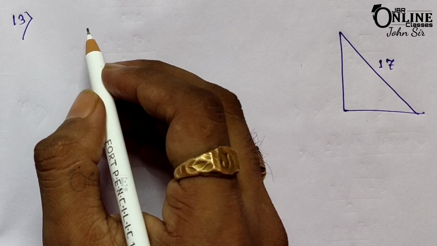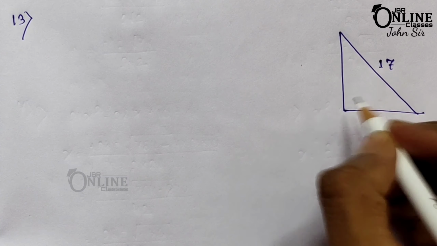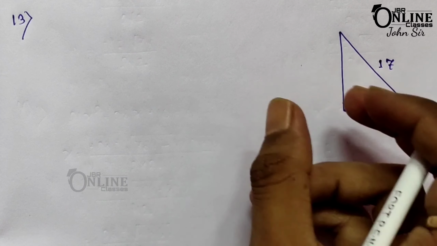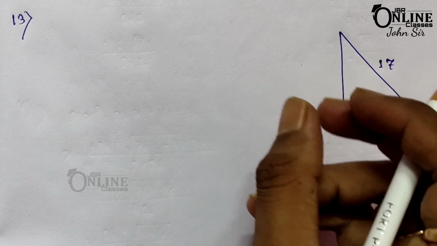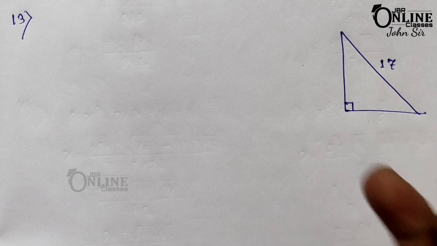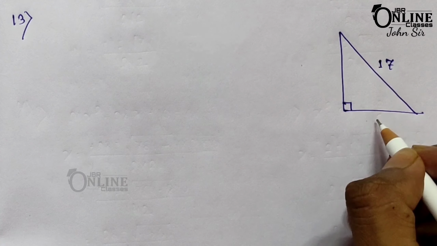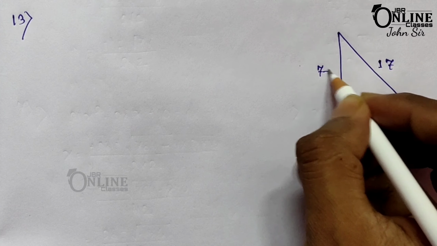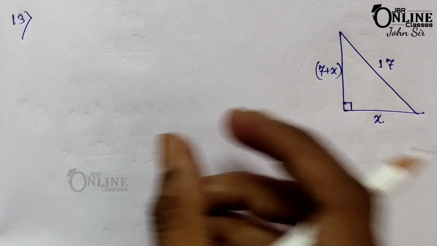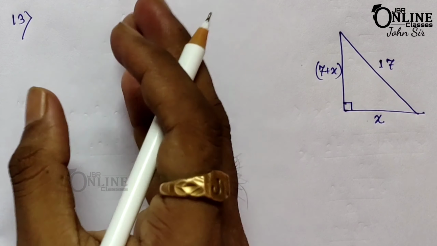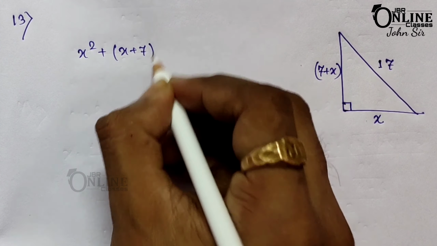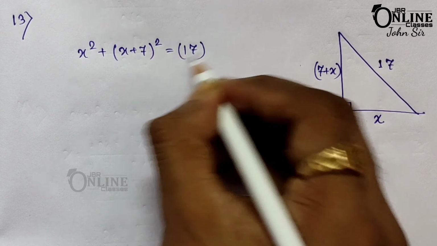The hypotenuse of a right angle triangle is 17 centimeter long. So this is a right angle triangle. Here the hypotenuse is 17 centimeter. The difference between the other two sides is equal to 7 centimeter. That means the difference between the perpendicular and the base is 7 centimeter. So if base equal to x, then the perpendicular will be 7 plus x, because the difference between these two is 7 centimeter. And you know, by Pythagoras theorem, base square plus perpendicular square equals hypotenuse square.